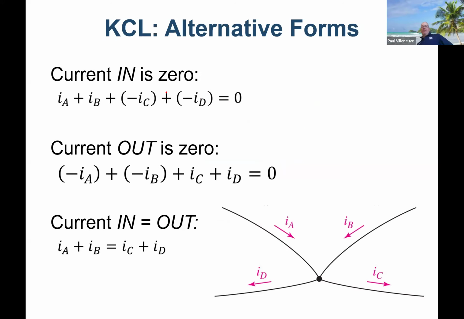So here are a couple different forms, right? Current in is 0, current out is 0. Well, the current in equals the current out. Like I said, I like to do the last one, but if you work through all the different ones in here, you'll see you'll end up with exactly the same result. The current in equals the current out.